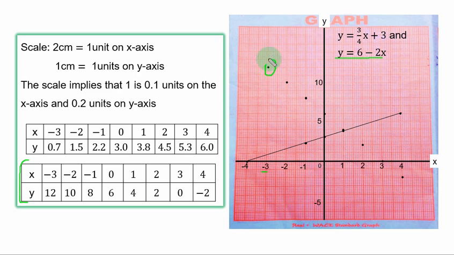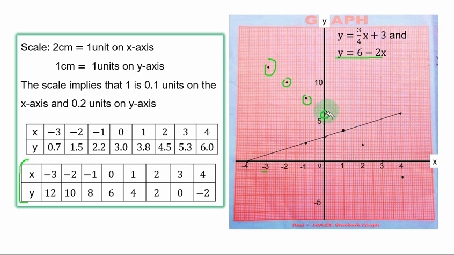Minus 2 for s, 10 for y. That is somewhere here. Minus 1 against 8. That is this point. 0 against 6. When s is 0, y is 6. You plot that point directly on the y axis.